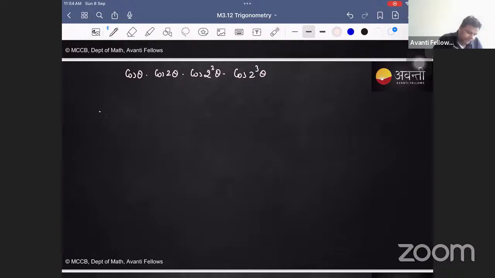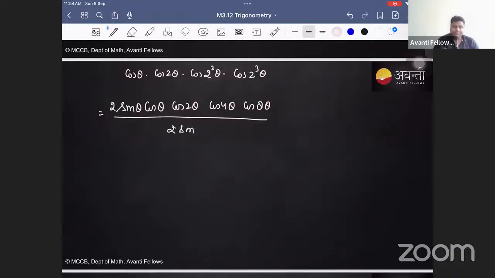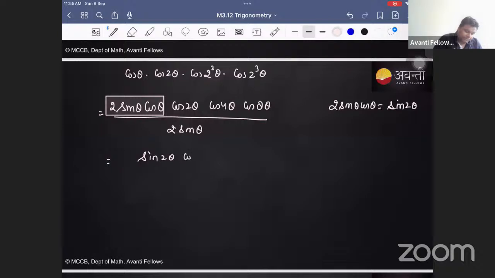So how do we solve it? This is cos theta, cos 2 theta, cos 4 theta, cos 8 theta. I multiply it by 2 sine theta and divide also by 2 sine theta. Got it? Now this 2 sine theta cos theta is what? Sine 2 theta. The formula I'm using here is 2 sine theta cos theta is sine 2 theta. So it came sine 2 theta, cos 2 theta, cos 4 theta, cos 8 theta upon 2 sine theta.